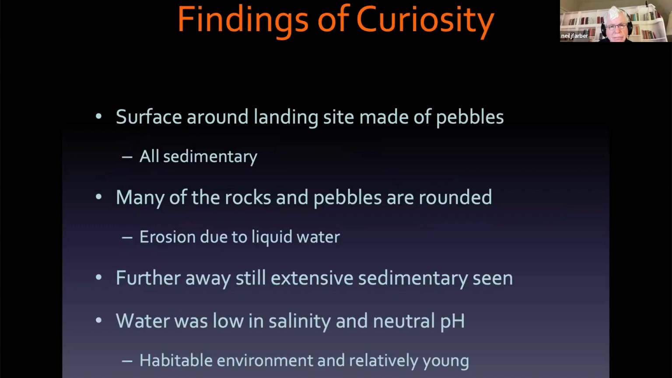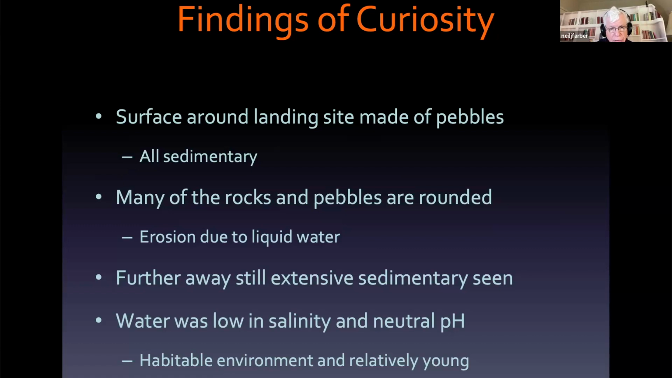Next slide. So Curiosity showed that there were sedimentary rock all around it. Its landing site was made of pebbles. All the pebbles were rounded, and the wind on Mars is really too weak to have rounded pebbles. You're talking about 10% of the atmospheric pressure of Earth. That is not enough to really round pebbles. So it's pretty clear that the erosion was due to liquid water.